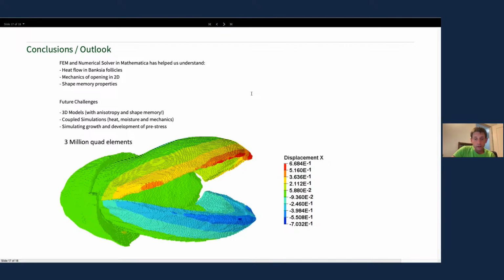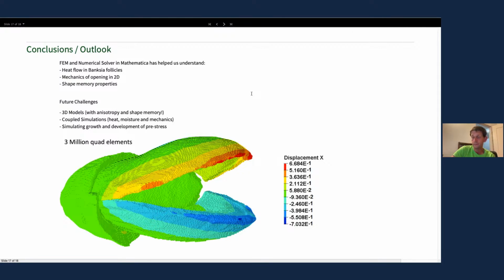And what are the future challenges? Well, the future challenges are to try to go to full 3D simulations, which we're not yet capable of doing. We want to have anisotropy in there. We want to automatically calculate orientations of the elastic tensors in 3D. We want to have coupled simulations. And in the long term, we also want to simulate how these things can grow and the development of pre-stresses and things like that.